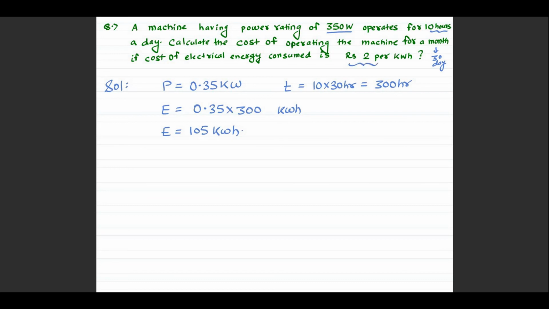Per kilowatt hour आपका charge है 2 rupees. So your total cost will be total units into cost per unit. So this will then be rupees 210. Fine.